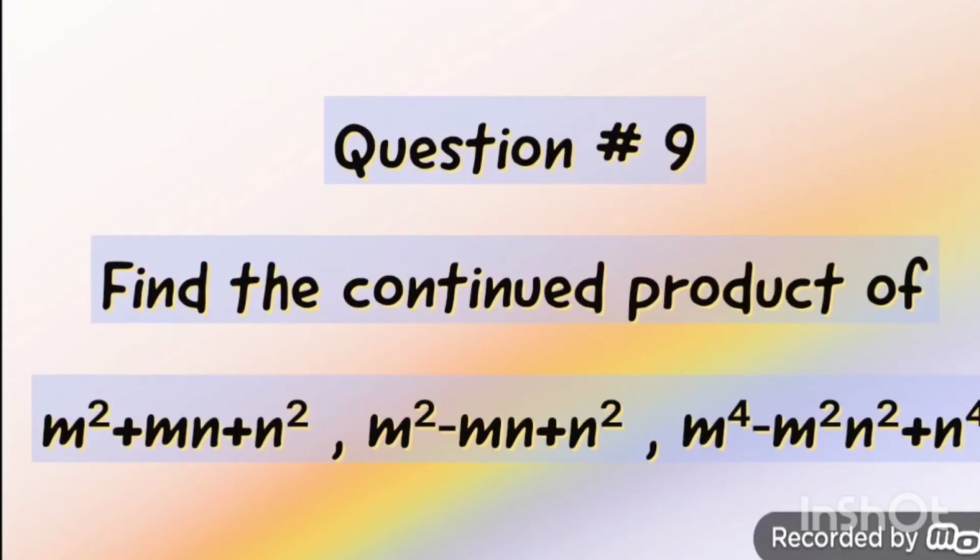Now we solve question number 9. In question number 9, we have to find out the continued product of these three polynomials. First, we will multiply these two polynomials by vertical method and then we will multiply the product of these two polynomials by the third polynomial. So let's start the question number 9.